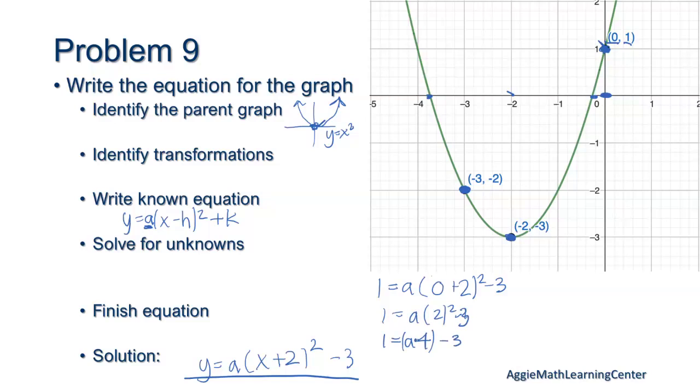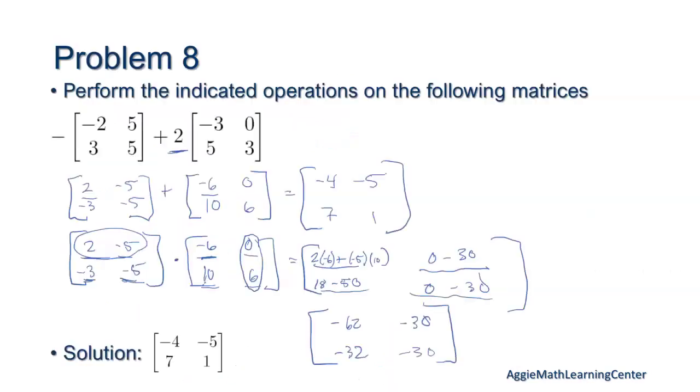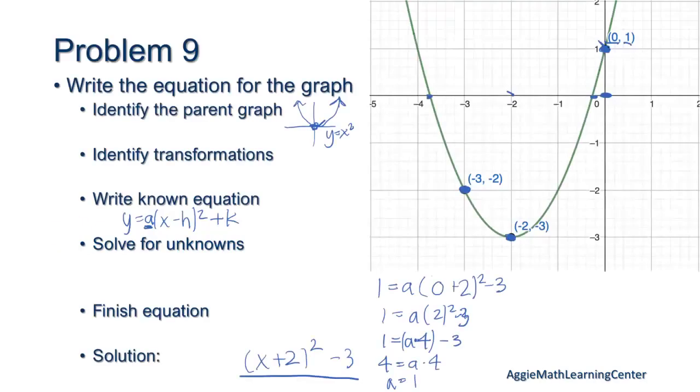minus 3. I'm going to add 3 to both sides. I get a 4. So a times 4 is equal to 4. That means if I divide both sides by 4, a is just equal to 1. So the stretch factor is 1, which we usually don't write down. So I'm just going to erase that real fast. Oops. So my final answer is that y is equal to the quantity x plus 2 squared, minus 3. If the parabola had been flipped or something, I would expect a negative, all that good stuff.